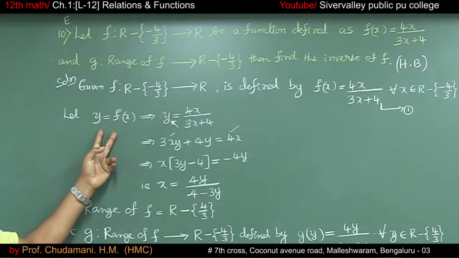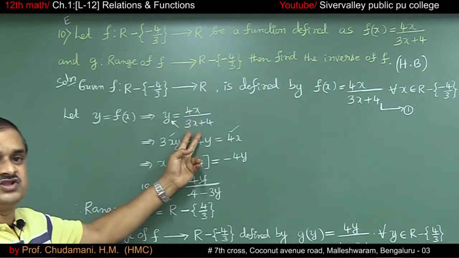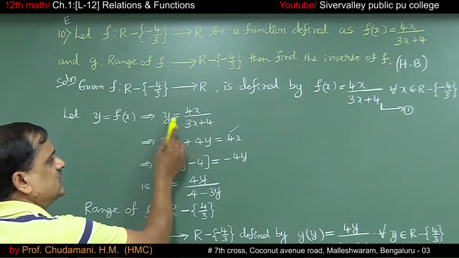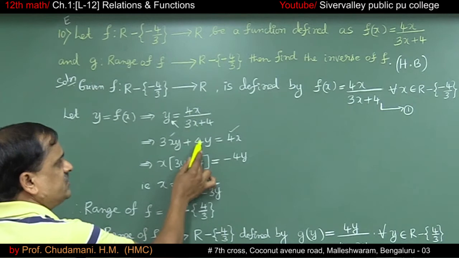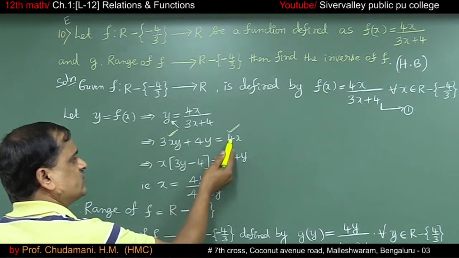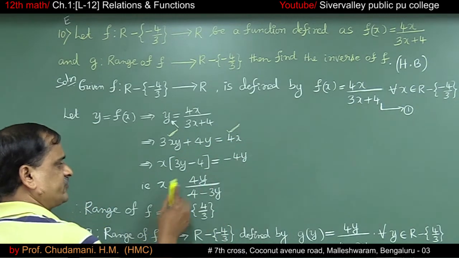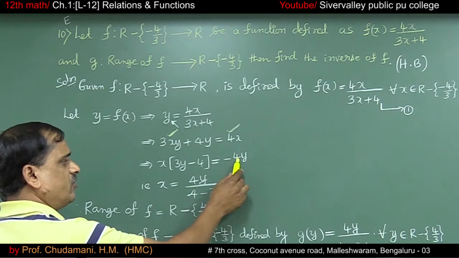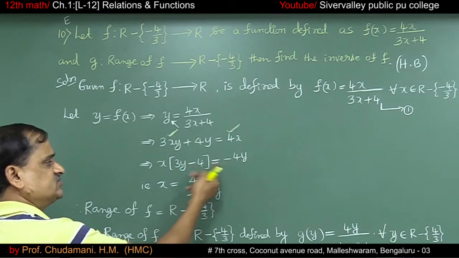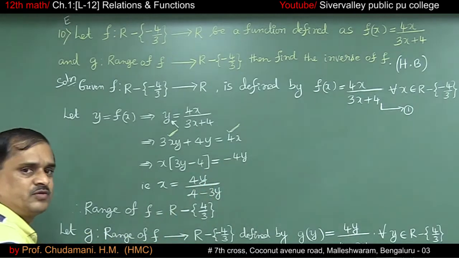Let f of x is equal to y. What is f of x? 4x divided by 3x plus 4. Solve for x here, cross multiply. 3xy plus 4y is equal to 4x. Collect x terms together. 3xy minus 4x is equal to minus 4y. So x is equal to 4y divided by 4 minus 3y. X equals 4y divided by 4 minus 3y.